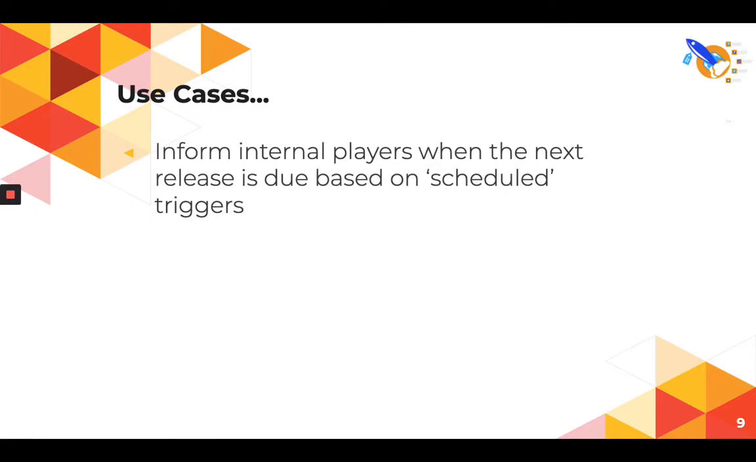Like I mentioned earlier, first is, of course, informing internal stakeholders when the next release is due based on scheduled triggers. So imagine there is a release due in the next 5 days, 6 days, or maybe 1 week from now. It would be ideal to inform your internal team that a release is due on so and so date, 7 days from now, and this is what the overall status of the release items looks like.